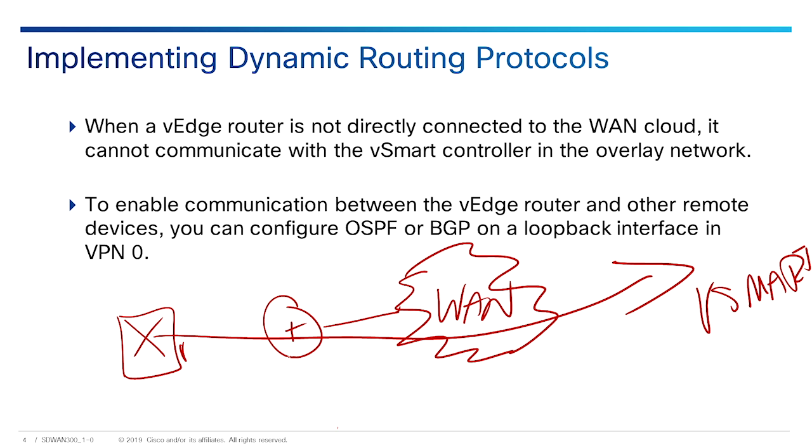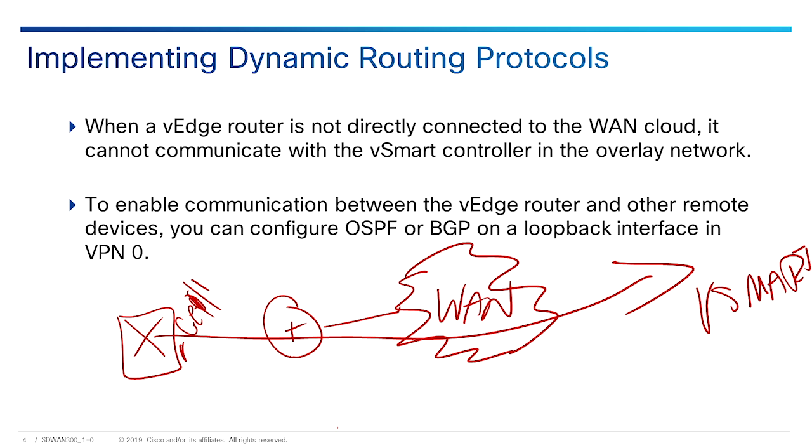So in VPN 0, we can also configure a physical interface that connects the two together. So instead of having a loopback, we could actually have a GE0/1 or something here. So we can also have that physical interface that connects that vEdge to its neighbor, either that provider edge router, or in the case of MPLS, or some next hop router at the local site.